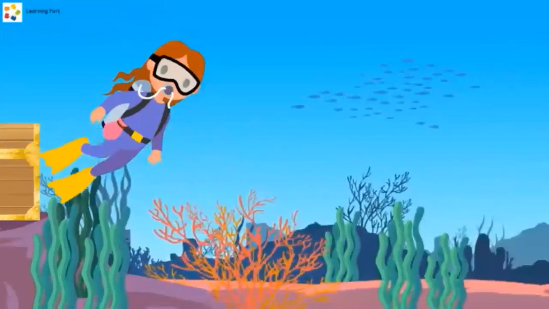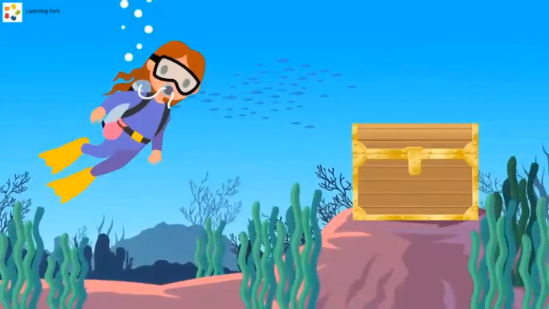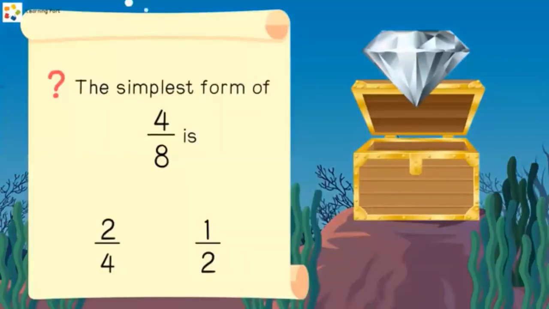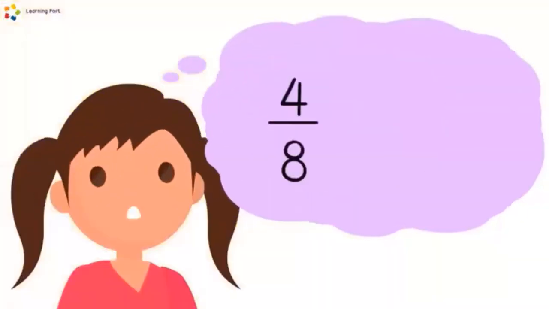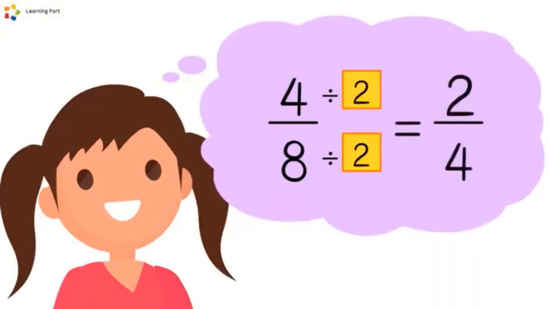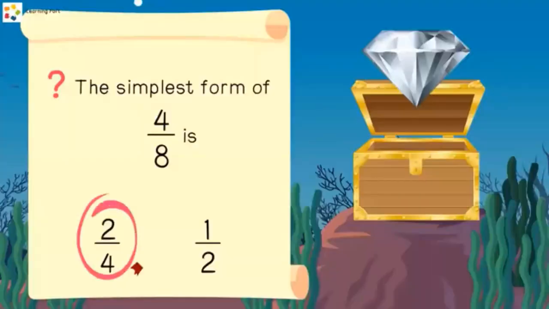She continues the journey and finds another treasure chest nearby. This time, she needs to convert the first fraction to its simplest form. What is the answer? To convert to the simplest form, divide both the numerator and denominator by the same number. Cindy divides both numbers by 2. She gets 2/4. Oops, wrong answer.